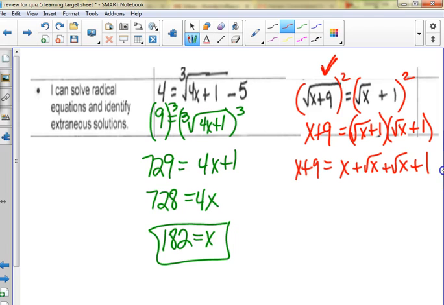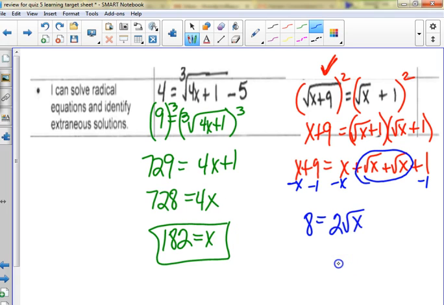Okay, now what? Can I subtract an x off each side? Gone. Can I subtract a 1 off each side? 8 equals what? Yes, good call. I can combine those and get 2 square roots of x. Now what? Divide by 2. That seems good. Square both sides again. But it's pretty easy, right? Okay, get 16. If I plug it back in, yes, Melanie.